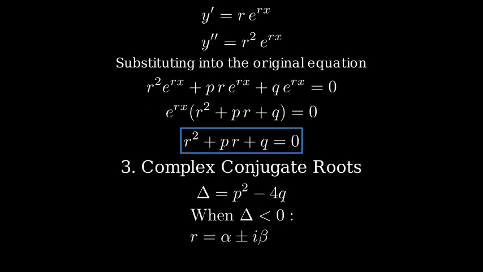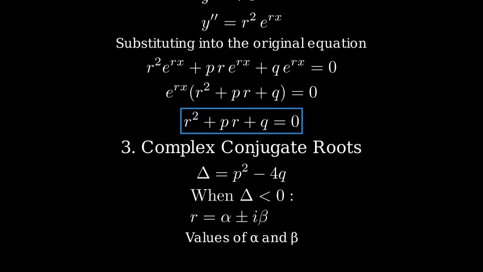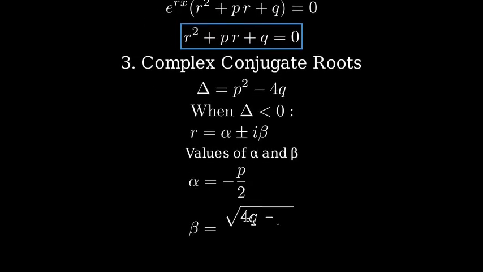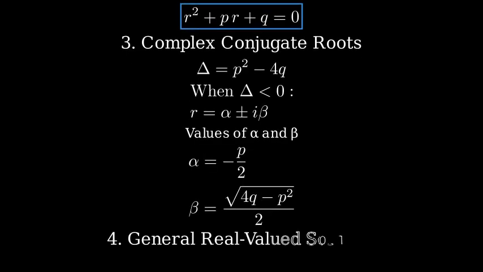When delta is less than 0, the roots are complex conjugates, given by r equals alpha plus or minus i beta. The values of alpha and beta can be calculated directly from the coefficients of our original differential equation. Alpha equals negative p divided by 2, and beta equals the square root of 4q minus p squared, all divided by 2.